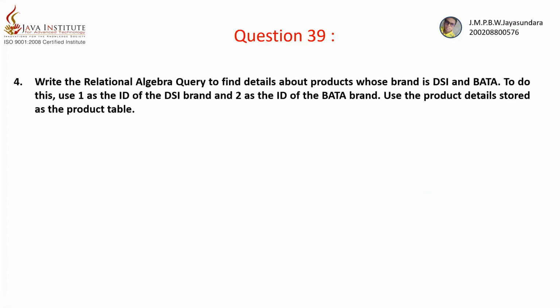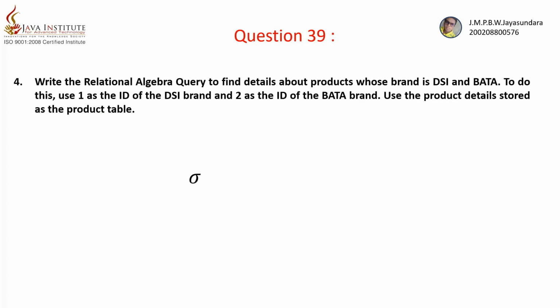Here we have our fourth question. It says, write the relational algebra query to find the details about the product whose brand is DSI and Bata. To do this, use 1 as the ID of DSI brand and 2 as the ID of Bata brand. Use the product details stored as product table.